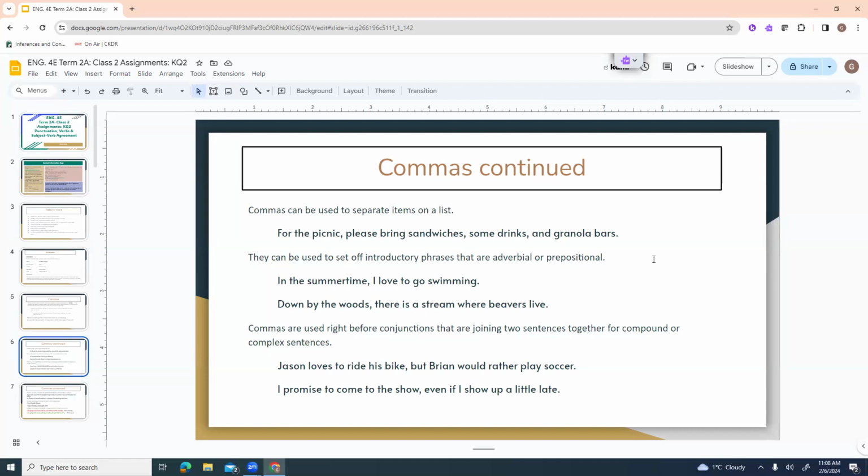Commas are also used right before conjunctions that are joining two sentences together. This is true for compound. It can also be used for complex sentences. So Jason loves to ride his bike, comma, but Brian would rather play soccer. I promise to come to the show, comma, even if I show up a little bit late. So whenever you've got two sentences that are being joined, that comma is kind of showing that you as the writer understand that the first part is a complete sentence, but you're also kind of giving the reader a heads up. Hey, there's going to be more. Okay.